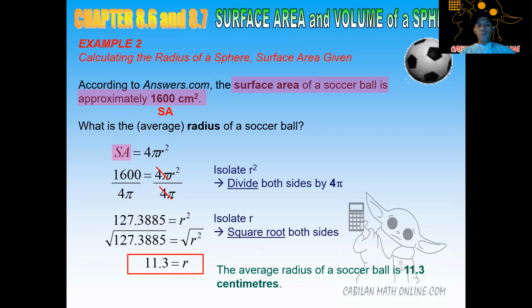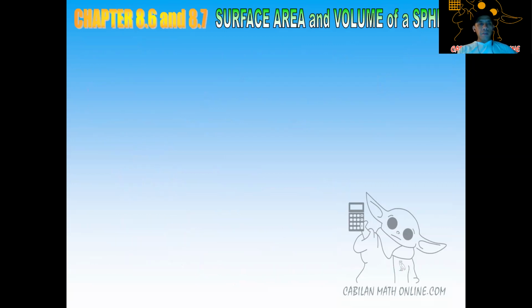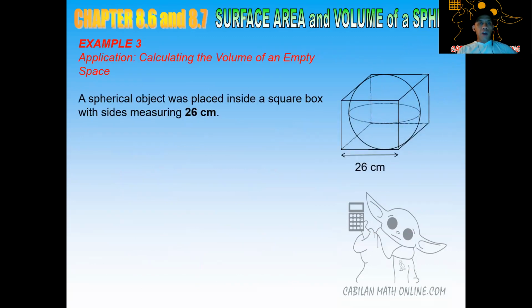When you're looking at the units, always see what units are given to you and what the final units are for this question. So radius, as I said before, is a measurement of length, so that's why the final answer is just in centimeters. As I mentioned at the beginning of this chapter, the units are just as important as the numerical answer.